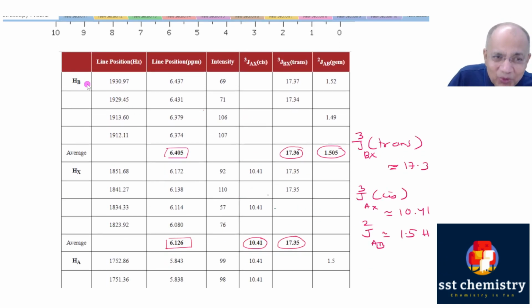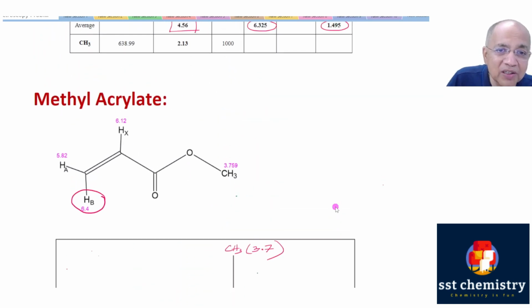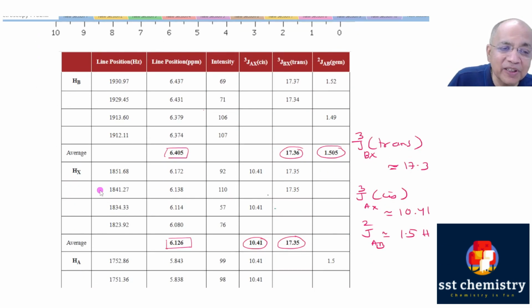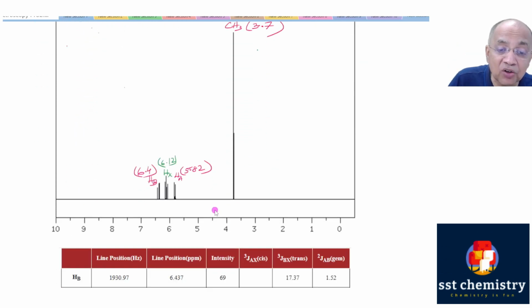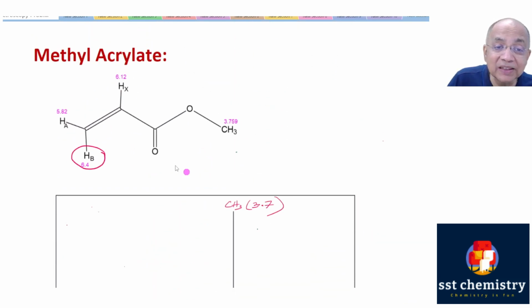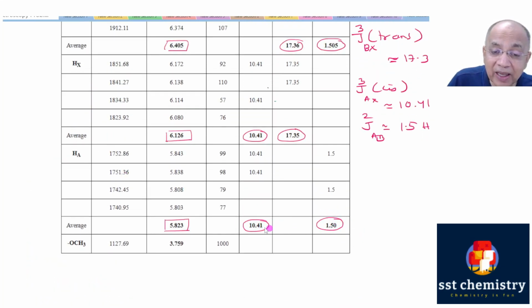Now, looking at the HB, first we have calculated the J values for HB. We found that it involves the highest trans J3 and the small geminal. So which one is involving geminal as well as trans vicinal? This is this one, which is closer to the C double bond O. And then we found for the HX. Why is this HX at 6.12? Because it involved the larger coupling constants. We have found in a similar manner 17.35 and 10.4. Undoubtedly, this is for HX. And for HA, you will be finding the geminal as well as the cis vicinal, 10.4 and 1.5.